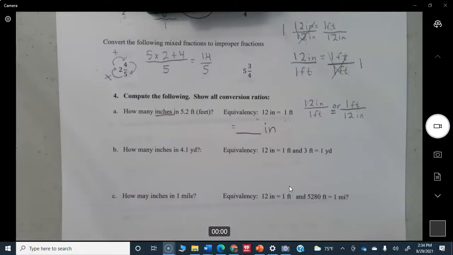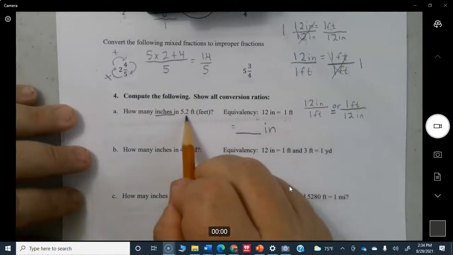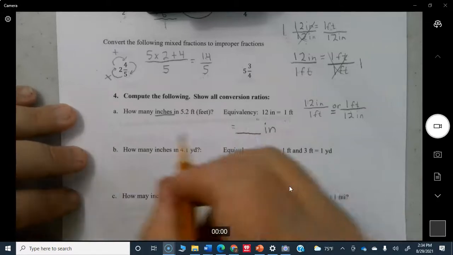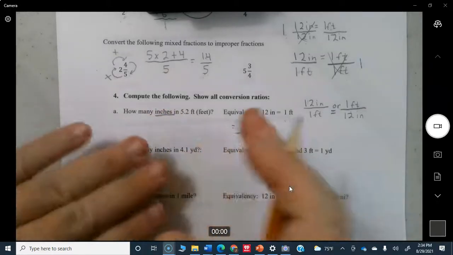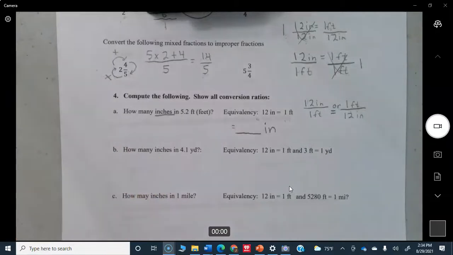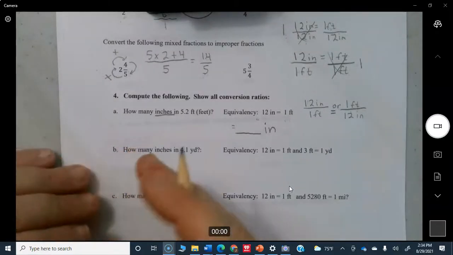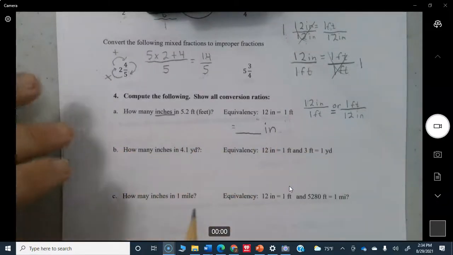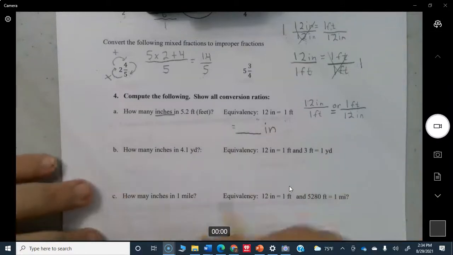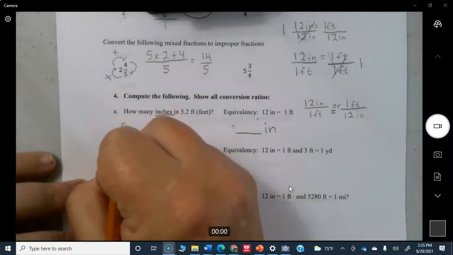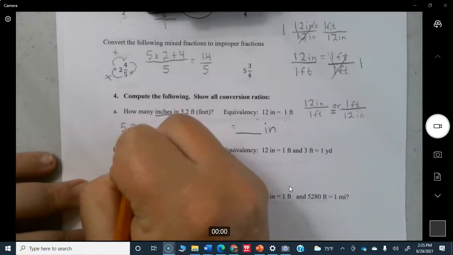What does it give us to start with? It gives us 5.2 feet. So I'm going to come way over here, and sometimes you want to leave a lot of space because you don't know how many conversions you're going to need. You're going to get to problems where we have needed quite a few conversions between what we start with and what we end with. So I'm going to come way over here and say 5.2 feet.